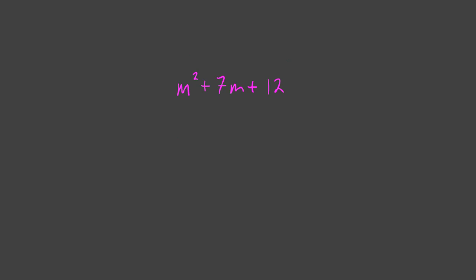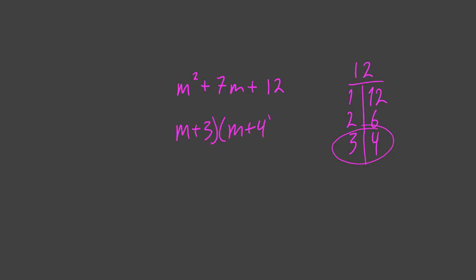All right, m squared plus 7m plus 12. We're looking for factors of 12 that add up to 7. Well, 1 and 12 are both factors. 2 and 6, 3 and 4 are factors. And it looks like 3 and 4 will be our pair that add up to positive 7. So m plus 3, m plus 4 will be our factored expression.